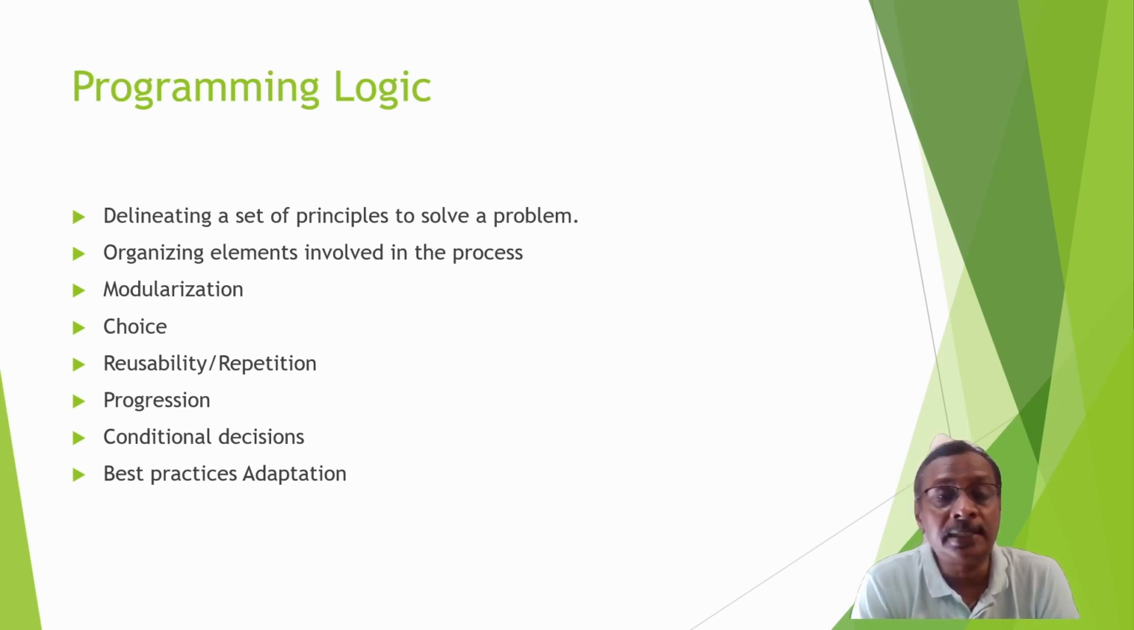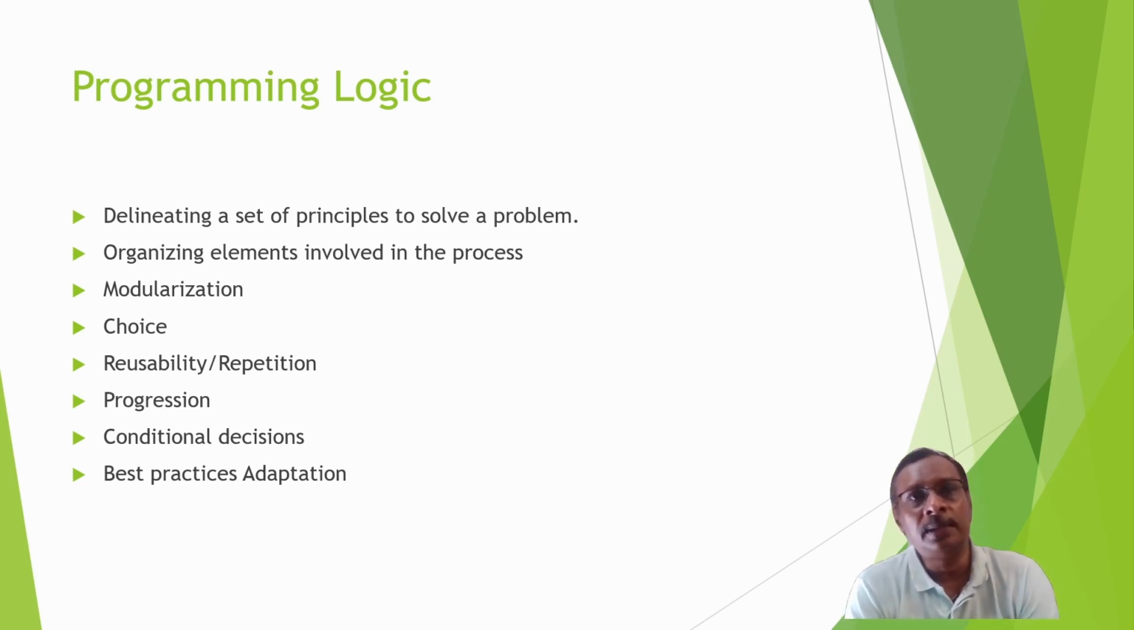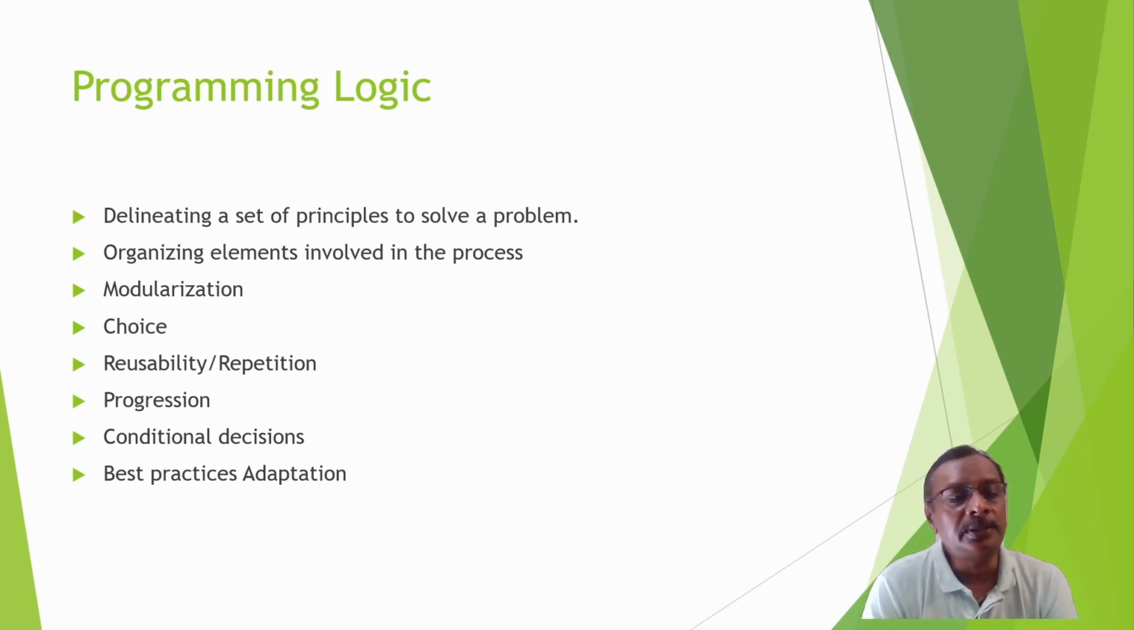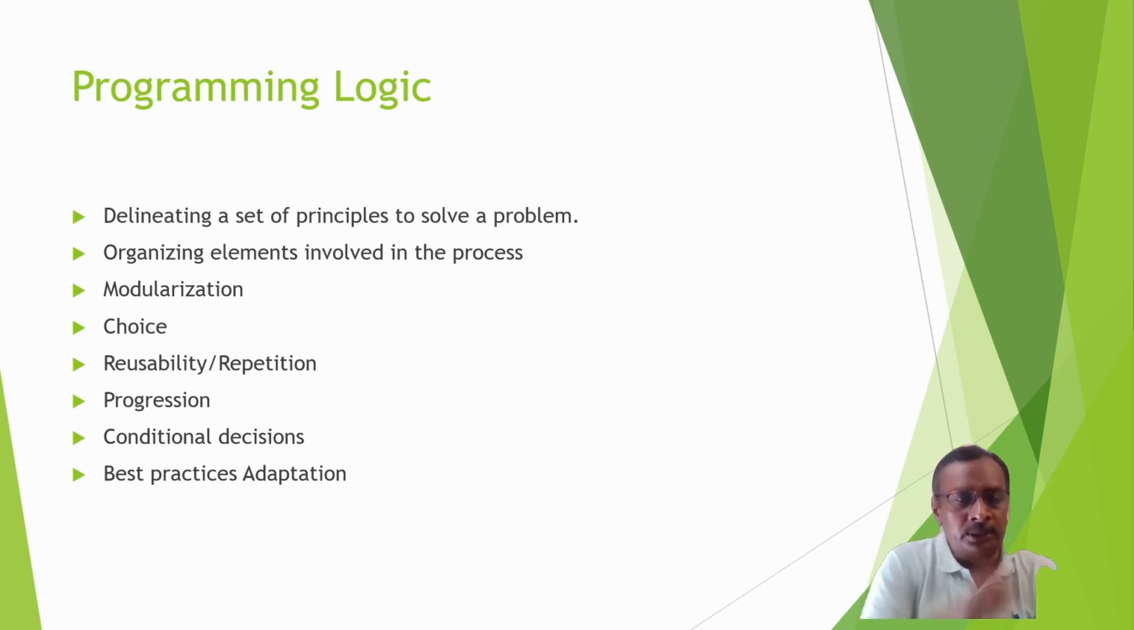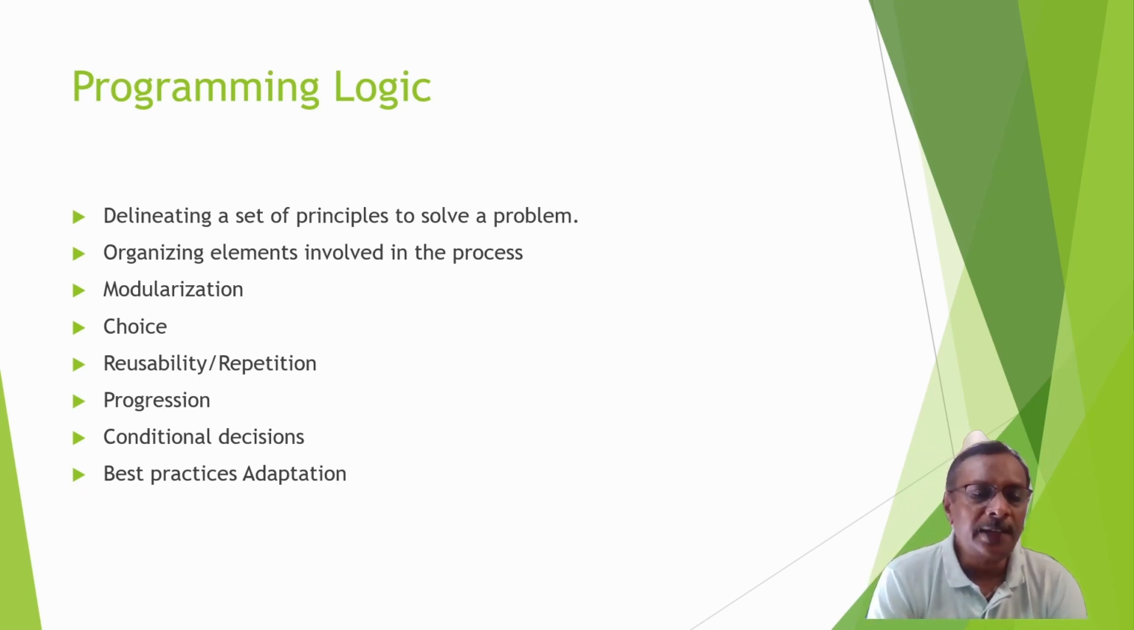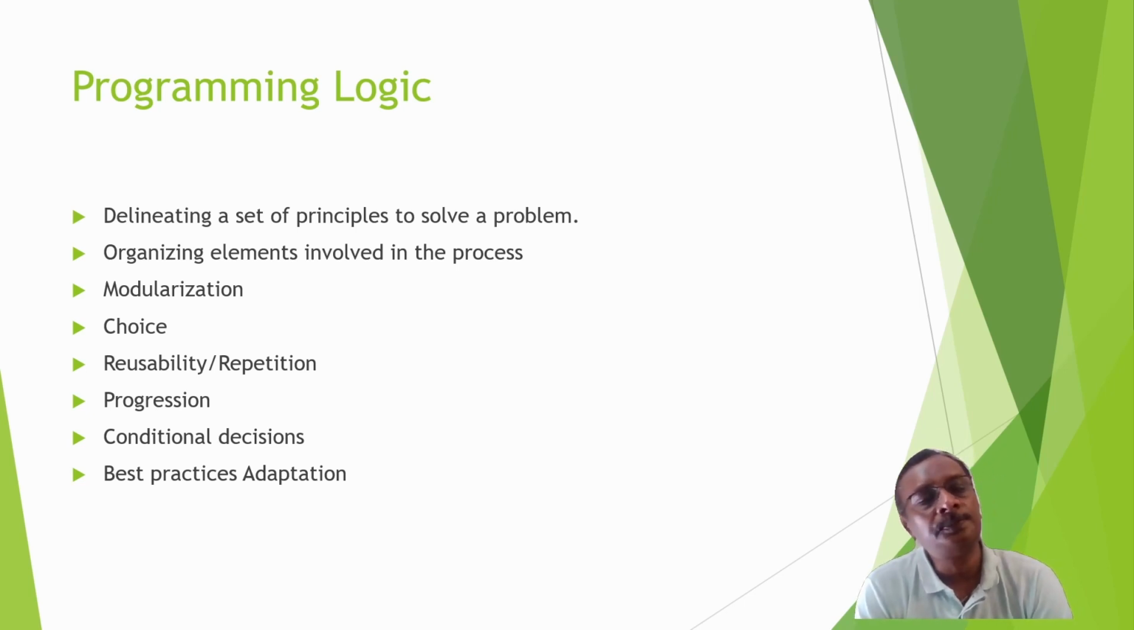And then best practices adaptation, that is also another logic. So best practice adaptation is very simple. Somebody might have used some logic and they tell you that is the best way of doing things, and then you simply adapt it without thinking anything of your own, right? So that is the best practices. So these are all several ways of the thought process that is involved in a programming logic.